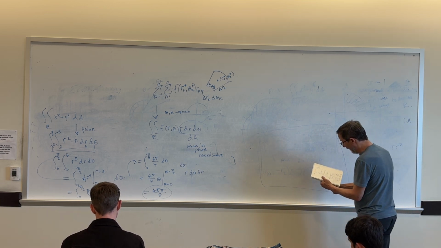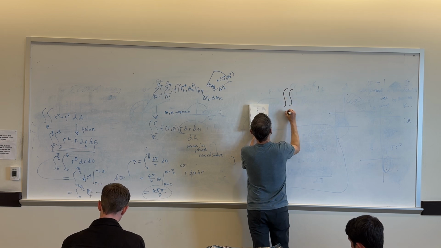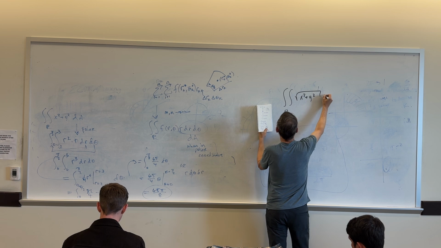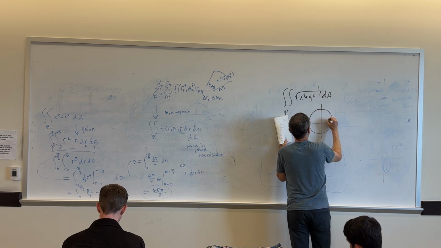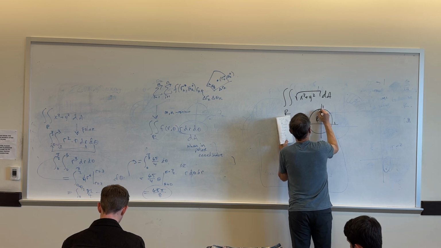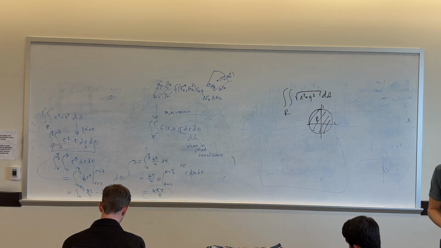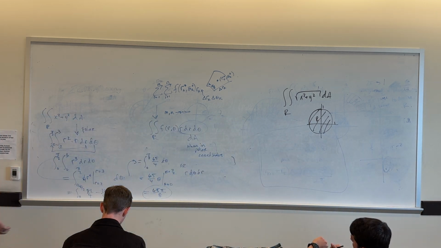So could you please, friends, do this integral? Double integral over R of the square root of x squared plus y squared dA, and R is the unit circle. So integrate over the unit circle. And I'll be right back. You should just be able to get a nice number.